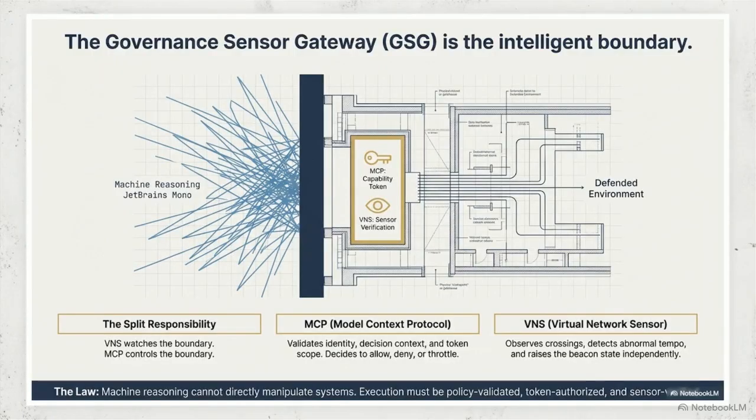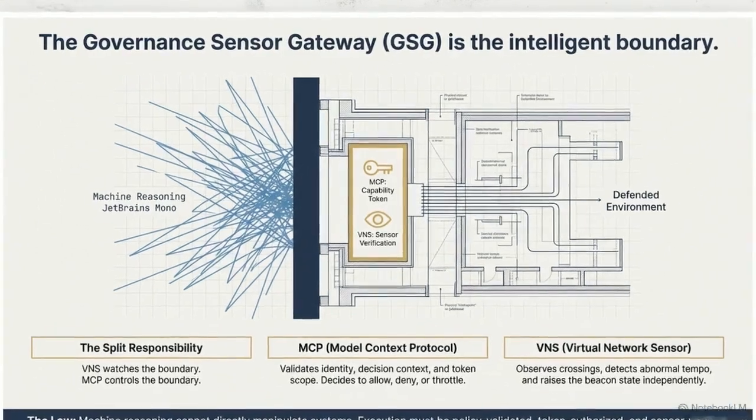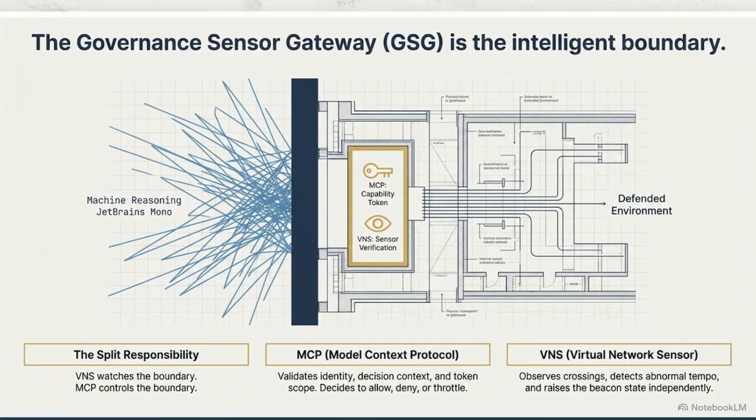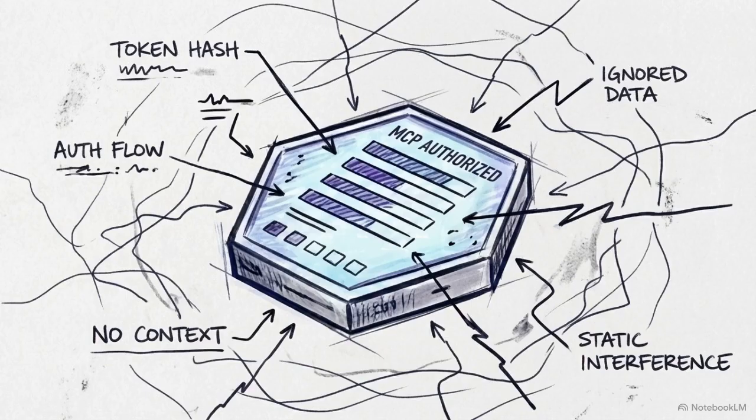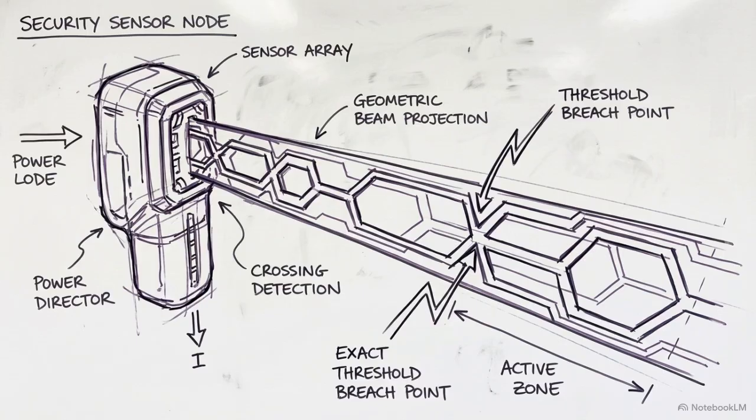This schematic shows the governance sensor gateway, separating machine reasoning from the defended environment. The gateway splits responsibility into two layers. The first relies on the Model Context Protocol, or MCP, to standardize tool requests and validate capability tokens. While MCP handles the structured capability negotiation, it does not evaluate the behavioral context of those requests. It requires a secondary system to monitor the actual crossings for anomalies.